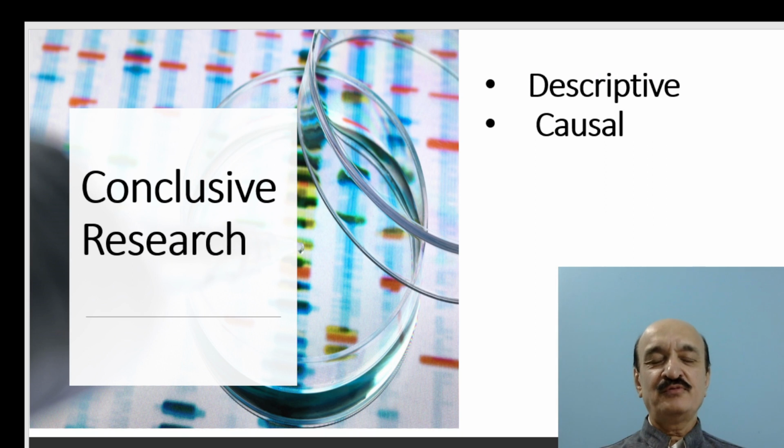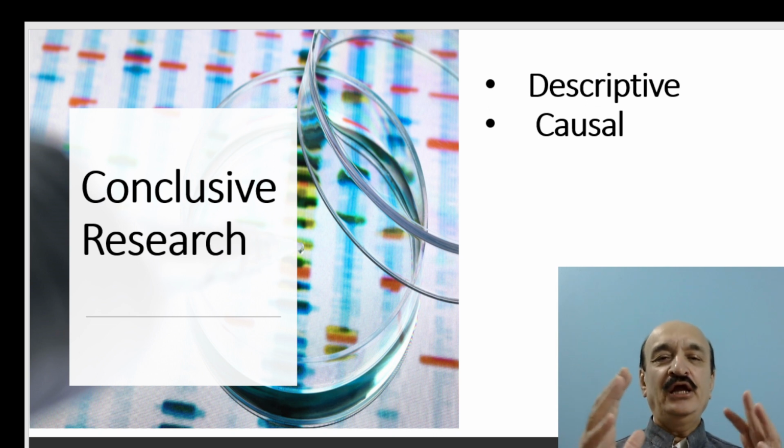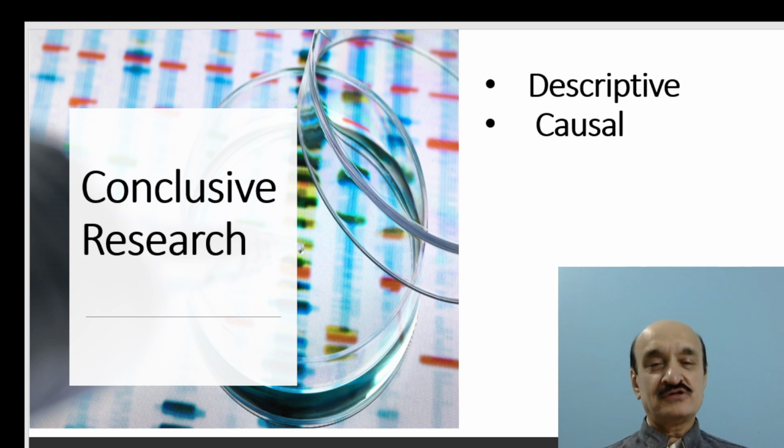Having understood exploratory research in earlier videos, now let's understand the next research design that is extensively used in research, called conclusive research. Now, conclusive research, from the very word conclusive, it means it helps you to conclude something. And conclusive research can broadly be divided into two different parts, descriptive and causal.